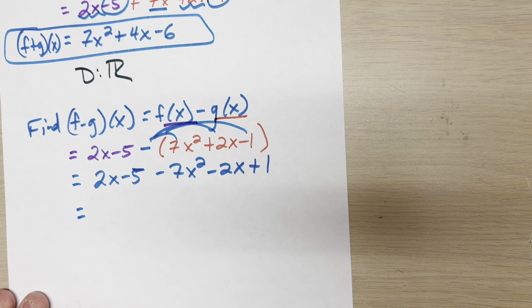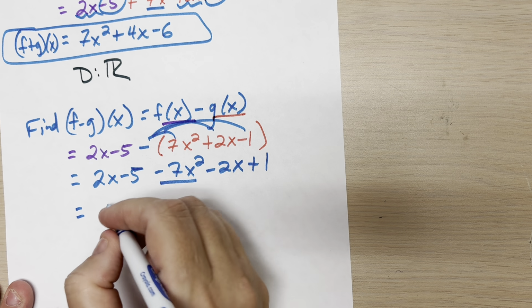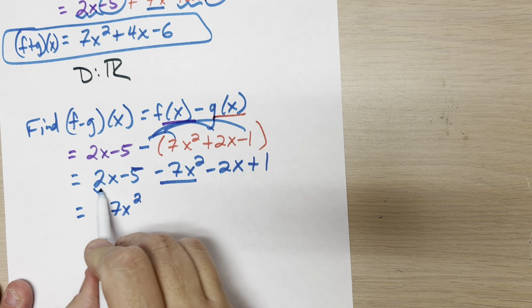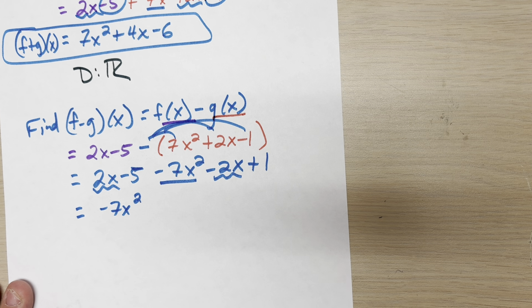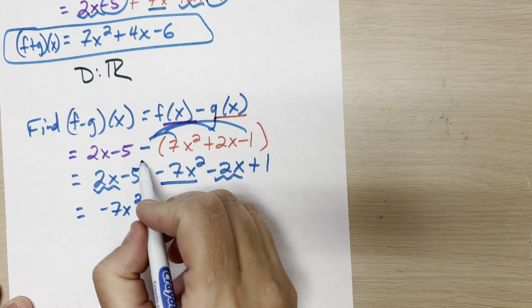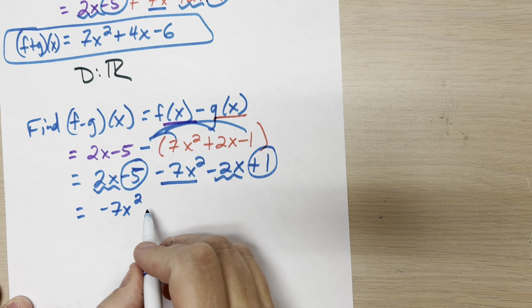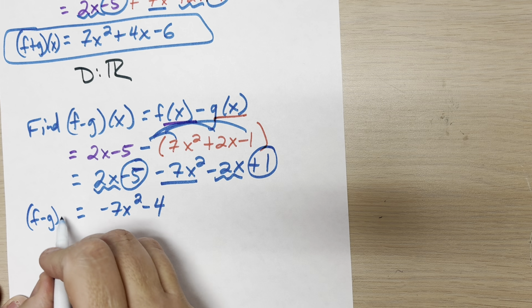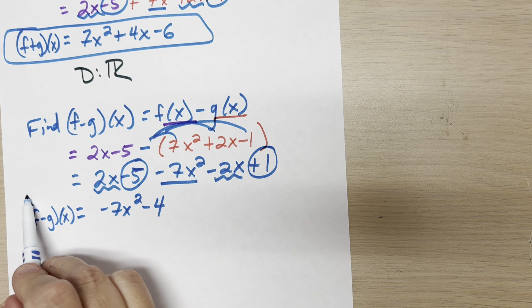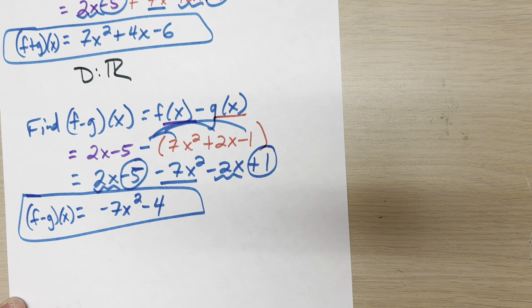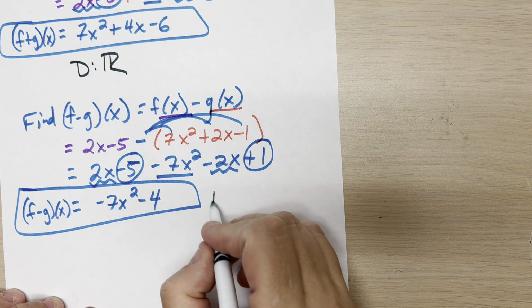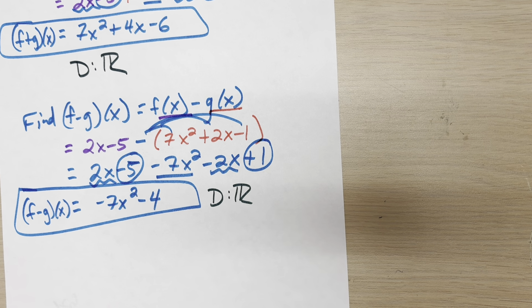Then we're going to put everything in standard form. Now I have a -7x squared out in front. I have a 2x minus 2x. They're opposite, so they cancel. I have a -5 plus 1, minus 4. So our difference of f minus g of x is -7x squared minus 4. Again, this is quadratic, so if we're talking about domain, it's going to be all reals.